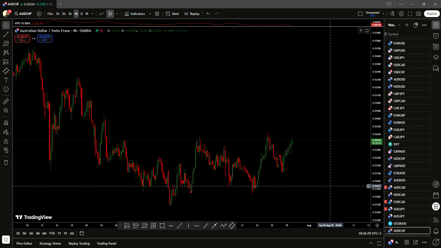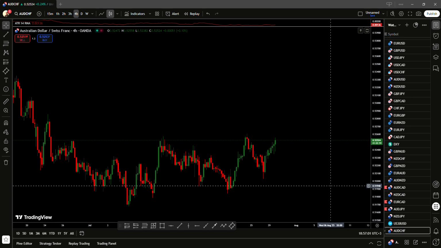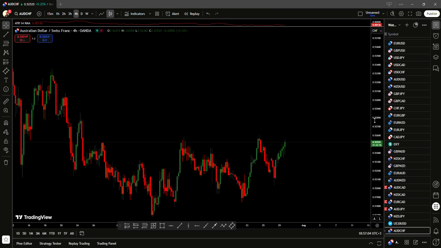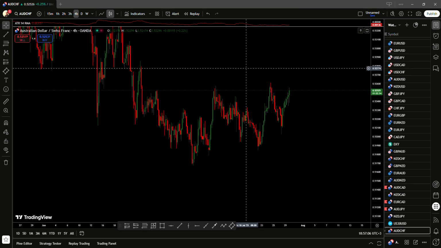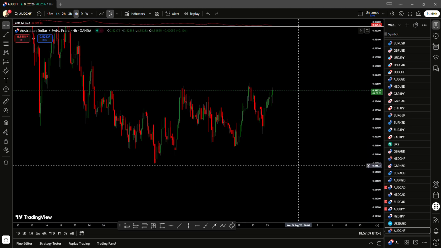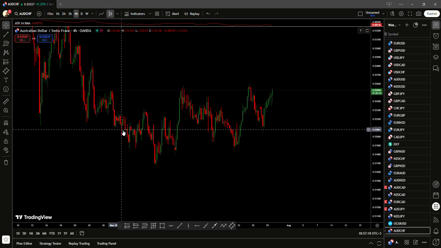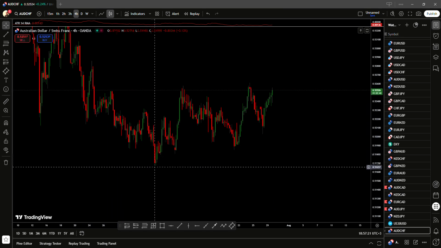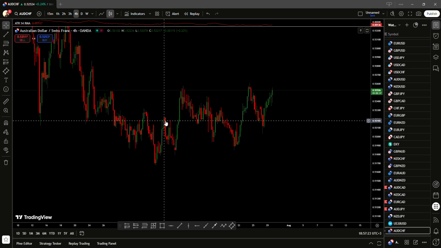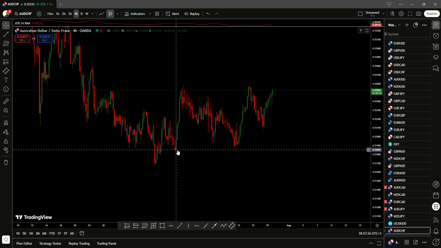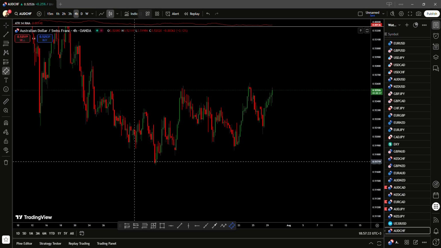Okay, so let's proceed with the video. This is AUD CHF, and this is the 4-hour time frame. So what happened on the 4-hour is we had price dropping down, making lower lows, lower highs, and then it failed to make another lower low, signifying that we might be going to the upside. And if you look at it very well, it also made that head and shoulder here.